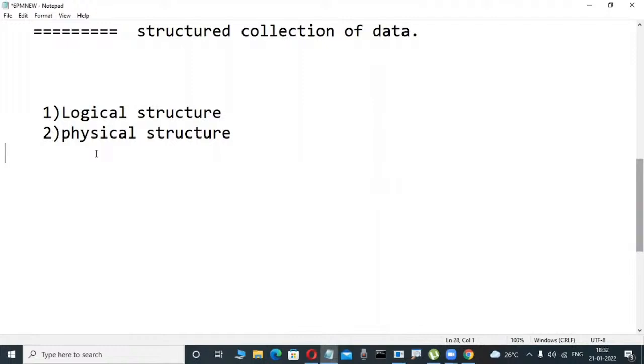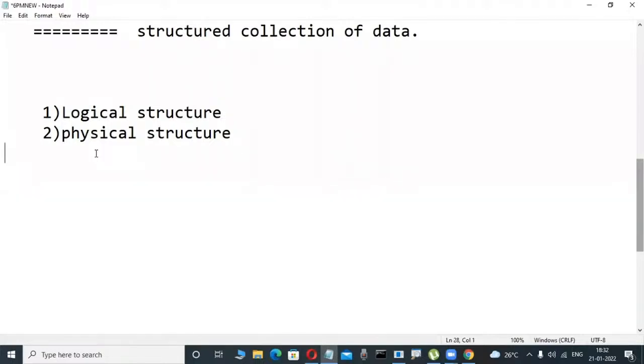Very good. Logical structure. Some fellows are telling logical structure only. Okay, really, I am also working in a logical structure. You are also working in a logical structure. You, a Java, .NET front-end programmer, are also working in a logical structure. I agree, the logical structure of the database. But what is that logical structure?